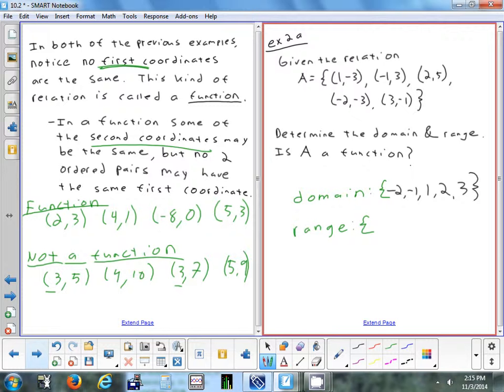Mr. Hager, do they have to do that? It wouldn't be marked wrong if they didn't, but it is generally better to put them in order. Again, you won't lose points if you don't. But if you put them in order, it makes it easier to find if you have a repeat. Let's say you had like 10 or 15 coordinates. If you don't put them in order, it might be hard to find repeats. Okay? So let's look at, what's your range here?